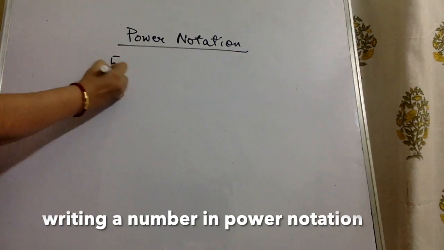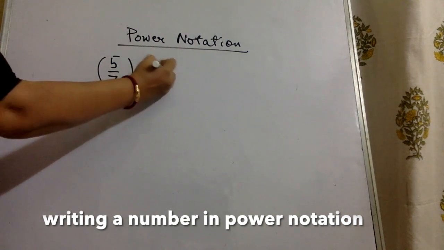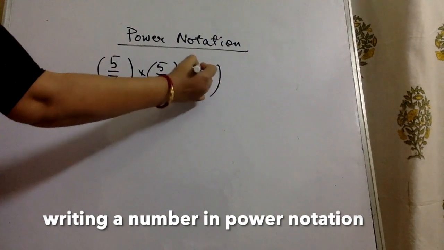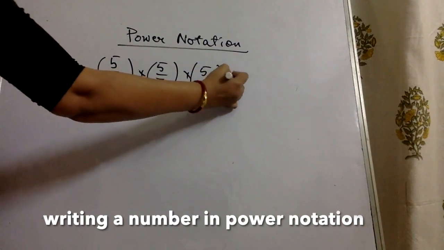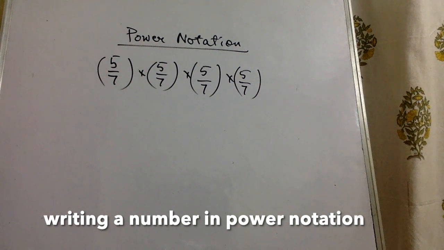So they have given us a question like this: 5 by 7 into 5 by 7, and into another 5 by 7. Now we have to write this in the exponential form.